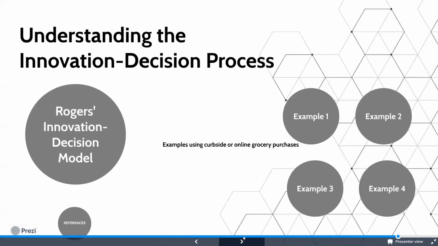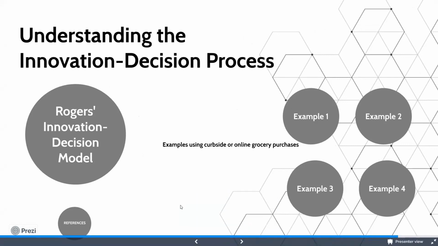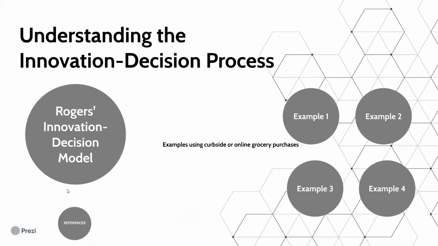So that's a little overview of Rogers' innovation decision model from the book, using an overlay of curbside or online grocery purchases in 4 different individuals to demonstrate how, depending on time, prior conditions, and personality traits, socioeconomic characteristics, or communication behavior, individuals move differently through these steps.